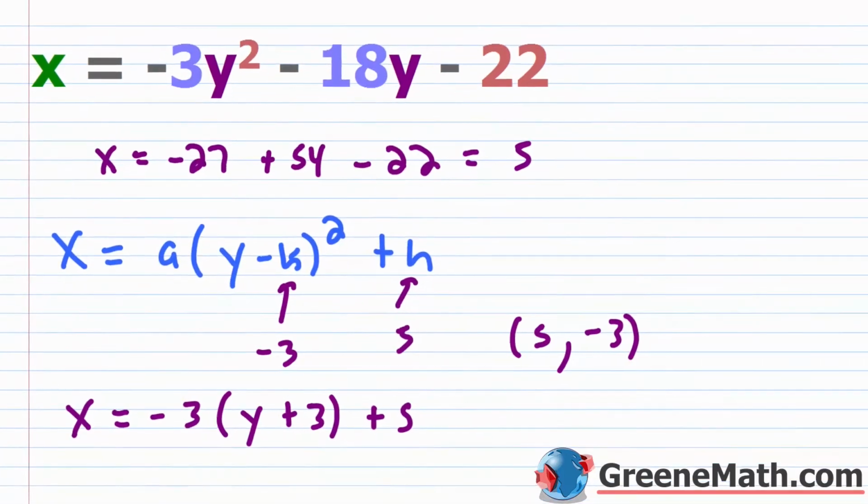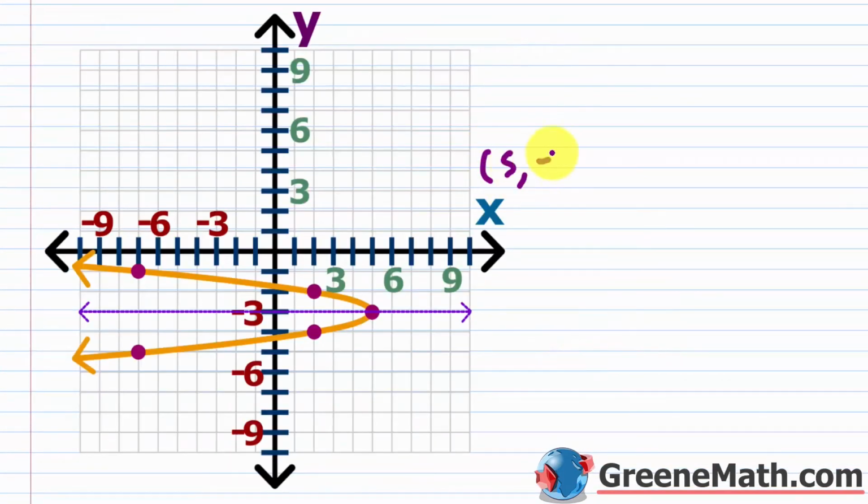And let me just come to the sheet. So again, we have 5 comma negative 3. You can plot that really quickly. So here's 5 comma negative 3. And again, your axis is going to be y equals negative 3. So it's y equals whatever the y coordinate is for that vertex.